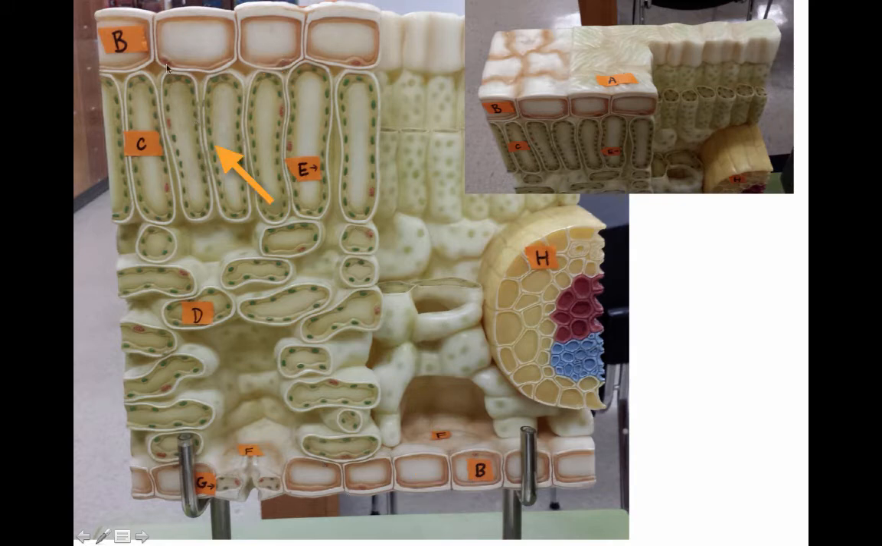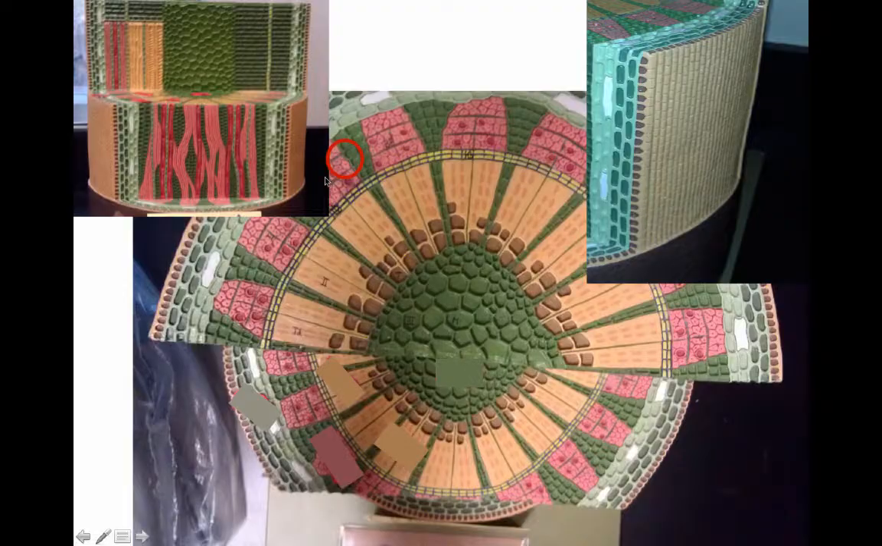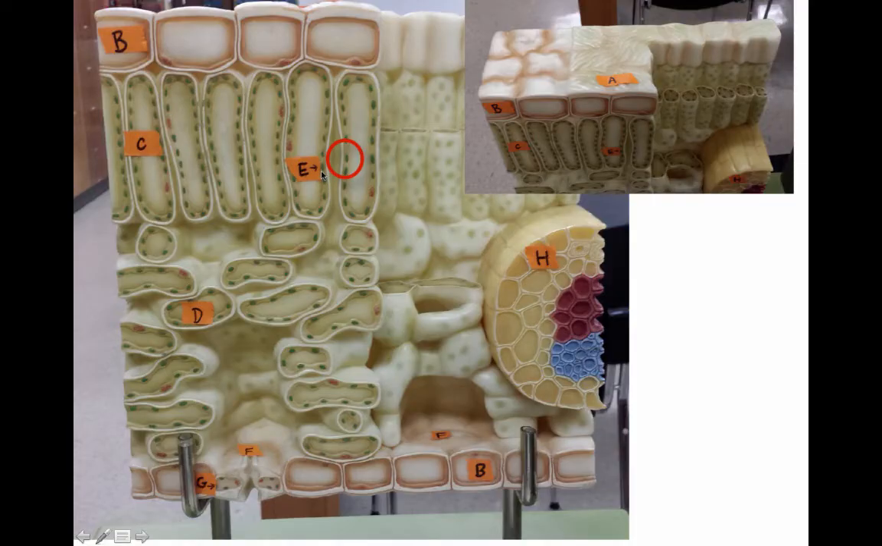We have these cells, which are labeled C here. So that's called the palisade parenchyma. These cells that have lots of airspace in them, those are called the spongy parenchyma. And both of the C and the D together, both the parenchymas together, is the mesophyll. E is pointing to a chloroplast, so all the little oval green structures are chloroplasts.